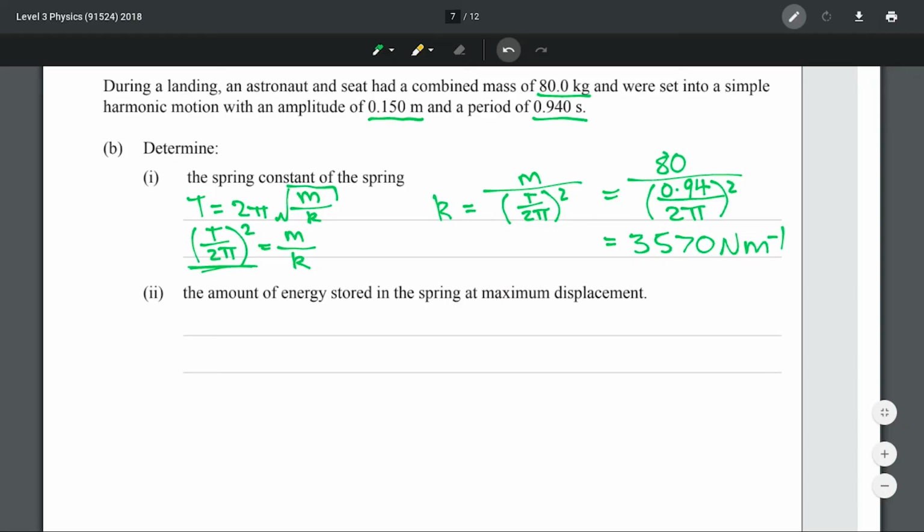As for the amount of energy stored, we can find that using this equation on your formula sheet, where our x is just our amplitude here. Putting our numbers in gives me 40.2 joules to 3 significant figures.